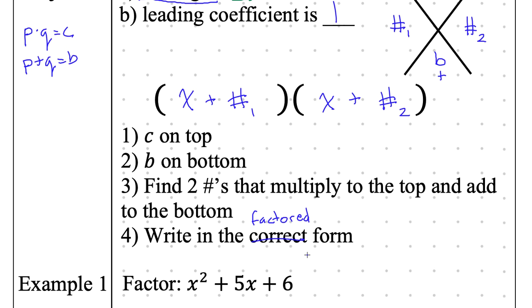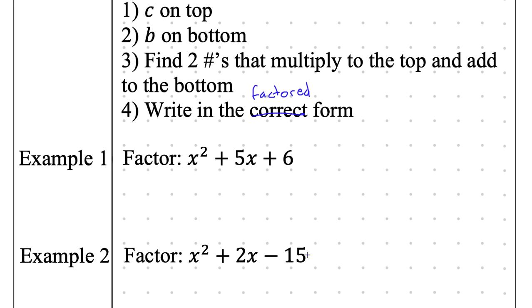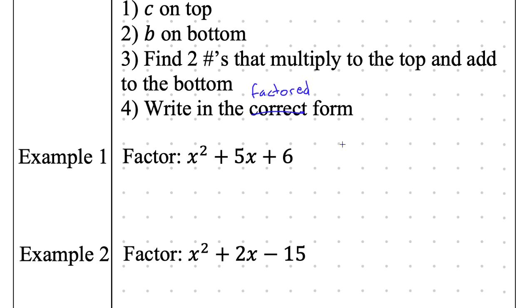All right, let's try it. Example number 1. I'll go ahead and do the basic setup for all of us. We have two numbers that add to 5 and two numbers that multiply to 6. What are those two numbers? What plus what is 5 and what times what is 6?